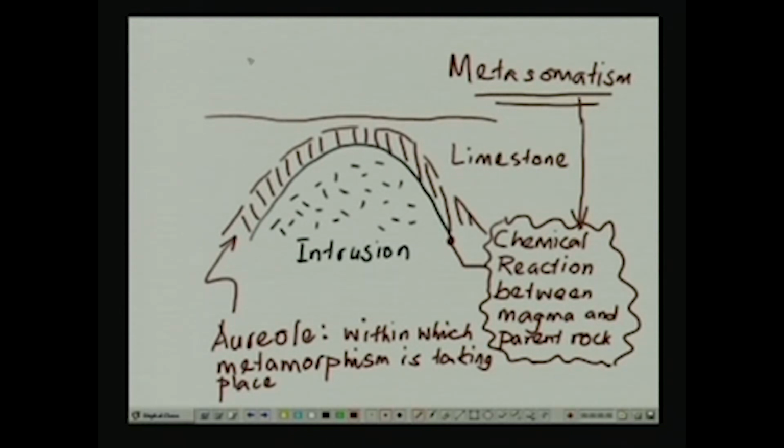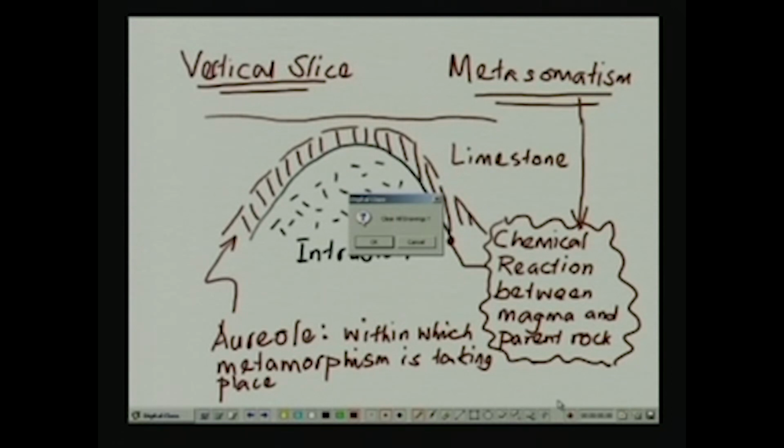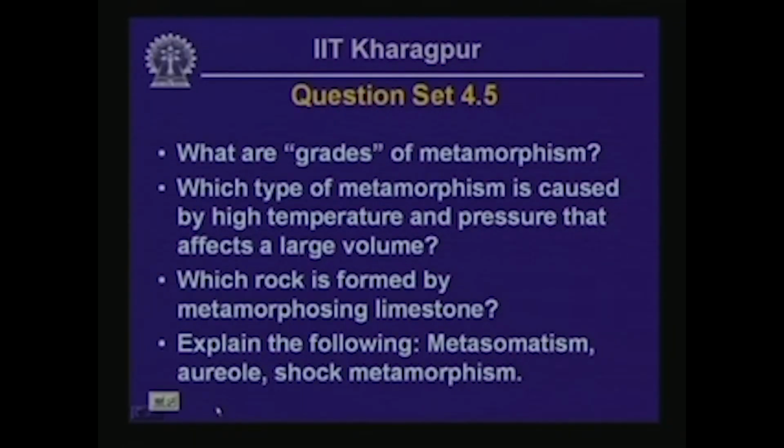in this particular sketch is a vertical slice of an intrusive body. So that actually explains the process of metasomatism, and incidentally this also explains what is meant by the term aureole, which was the next part of this particular question set.